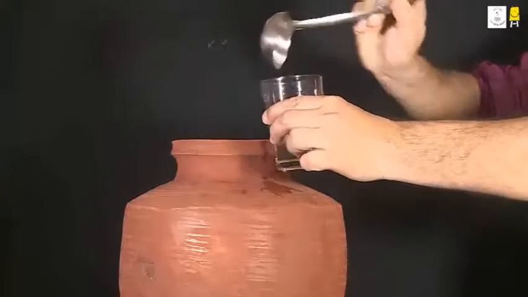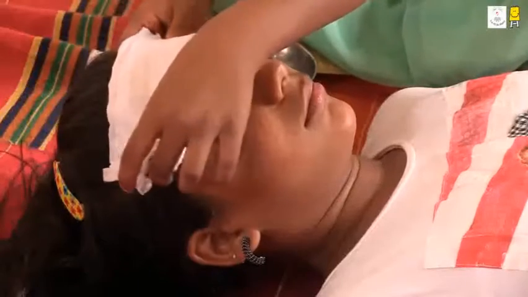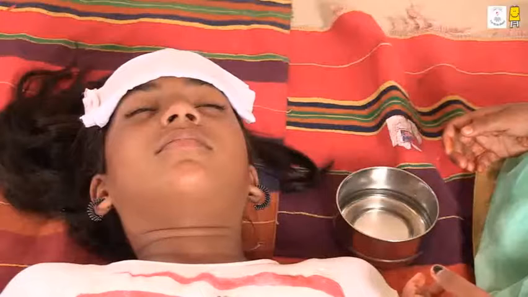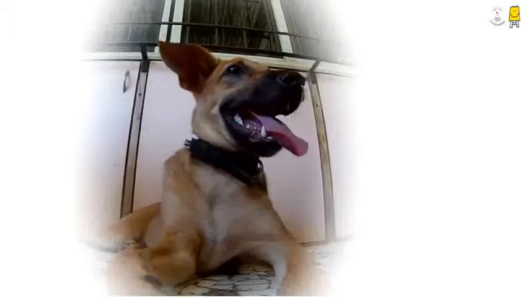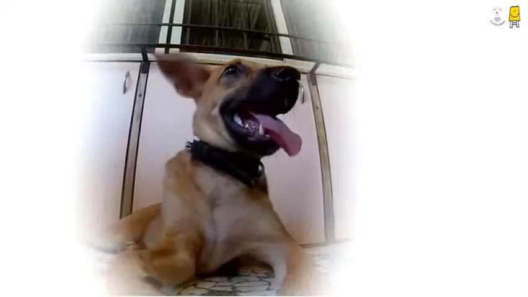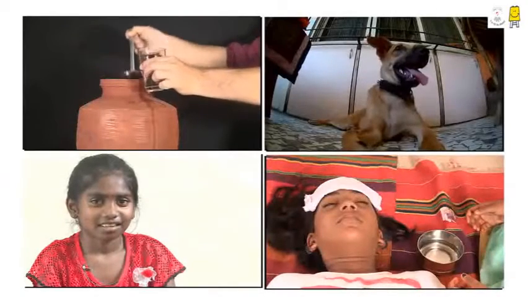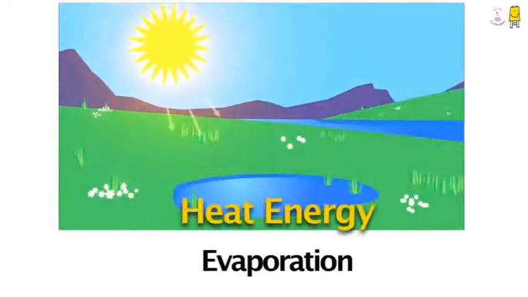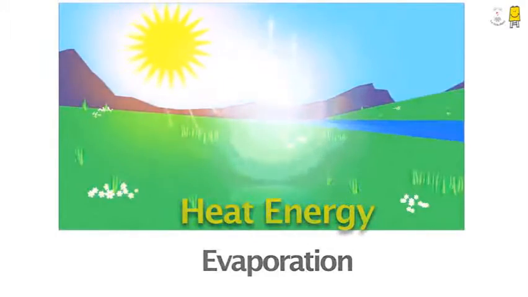Why is the water in an earthen pot cold? In summers, you sweat, but after sweating, you feel cool. Why? Why do we place cold water bandages on the forehead when we have a fever? After running around, why do dogs hang their tongues out and pant? You'll be surprised to find that all these things have something in common. It is known as evaporation.